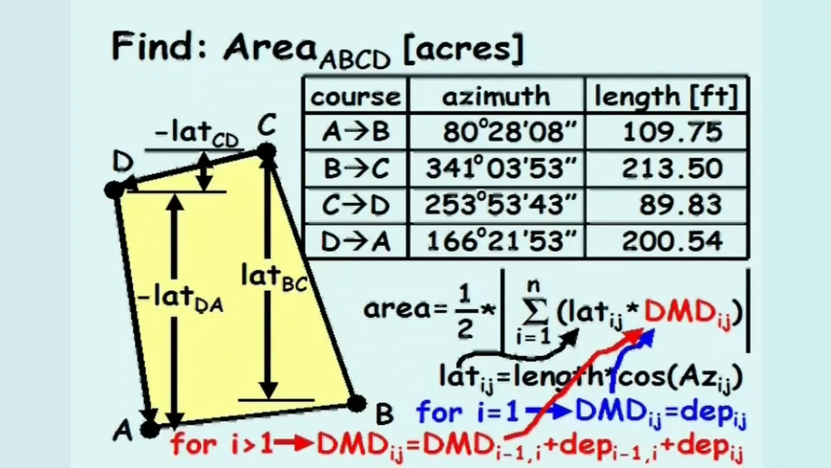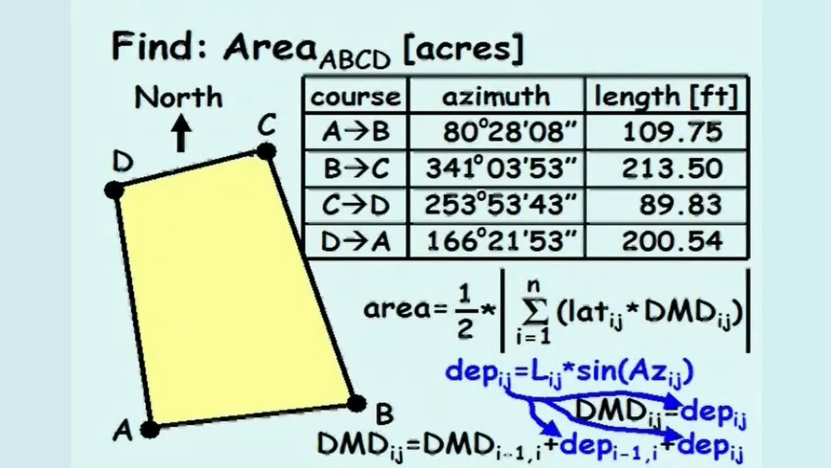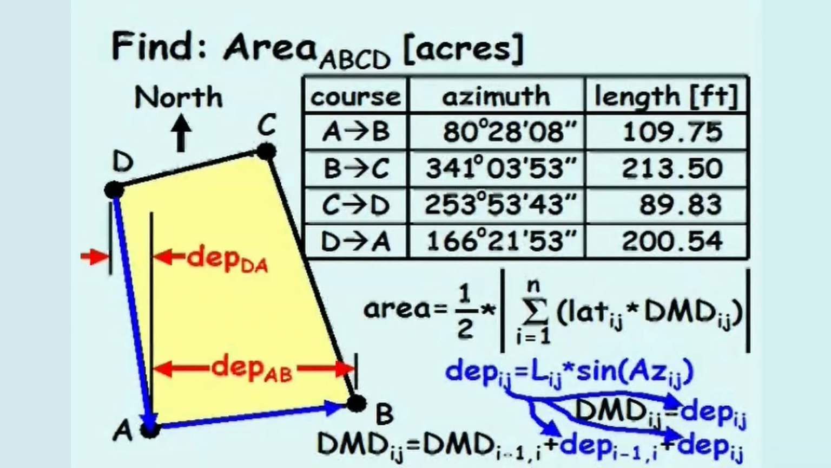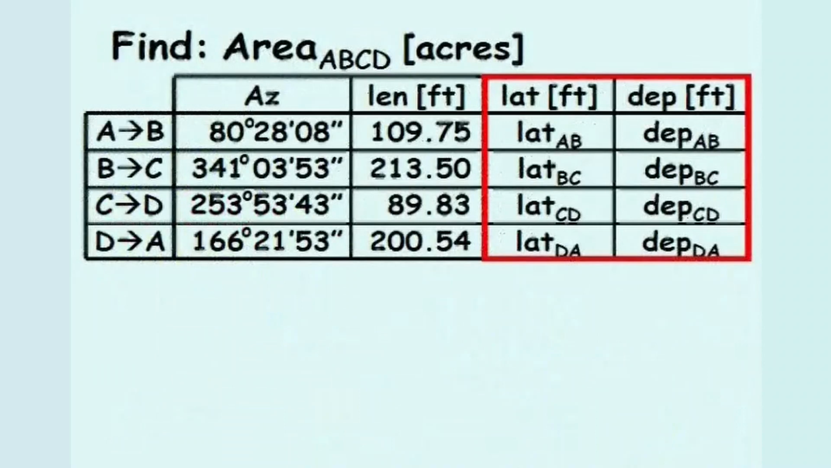The departure equals the length of the course times the sine of the azimuth of the course. Therefore, the departure equals the eastward distance covered when traversing a course. From the figure, we notice the departures of courses DA and AB are positive, and the departures of courses BC and CD are negative. From here, we'll add columns to the table for the latitude and departure.